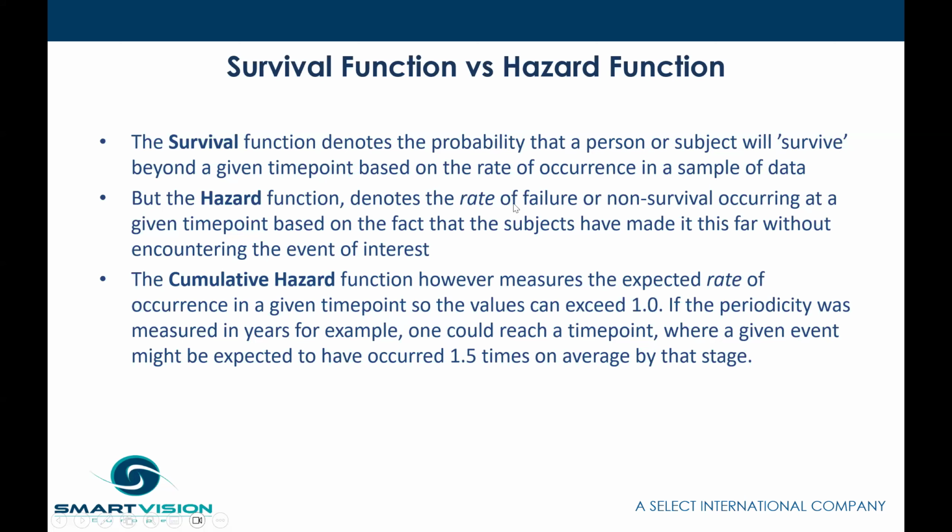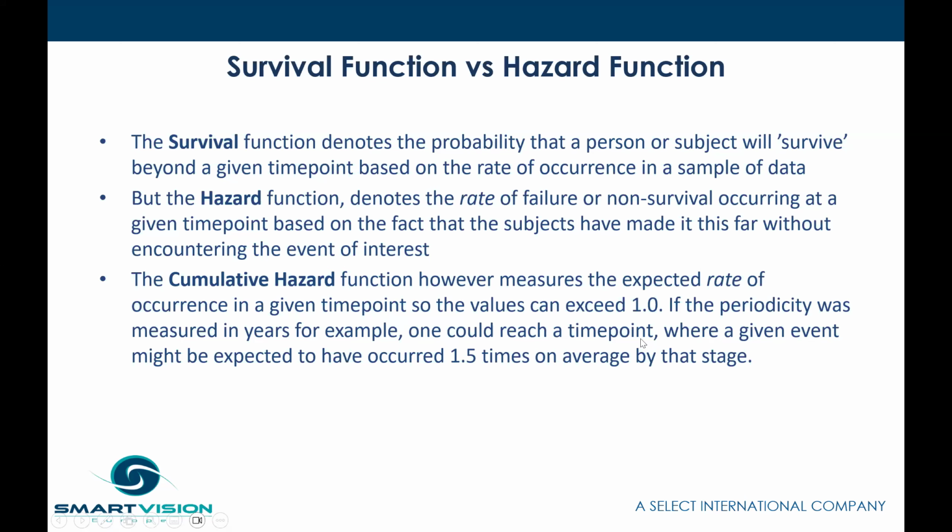The hazard function denotes the rate of failure or non-survival occurring at a given time point, based on the fact that the subjects have made it this far without encountering an event of interest. The cumulative hazard function, however, points to the expected rate of occurrence in a given time point. I'm only putting this in here because people get confused about it so often.